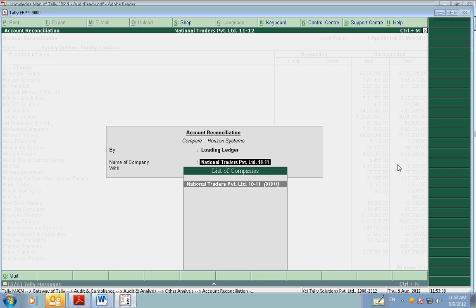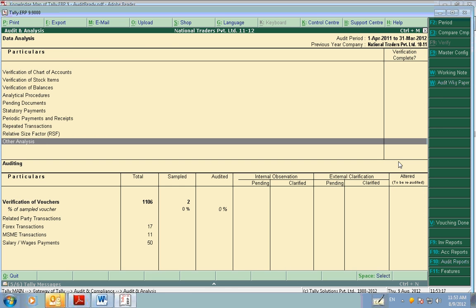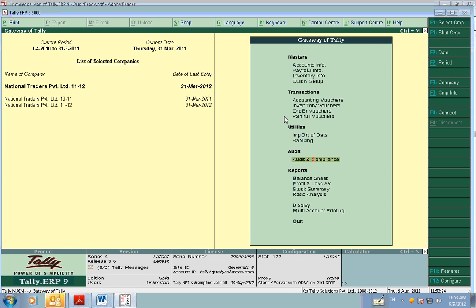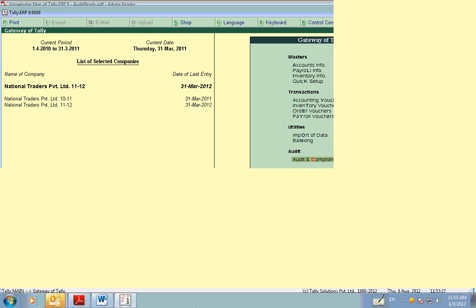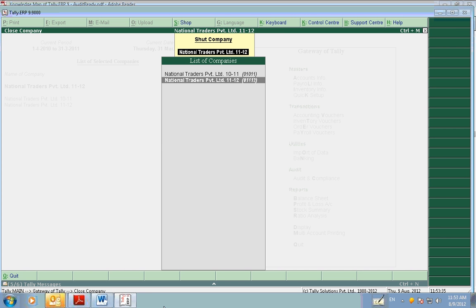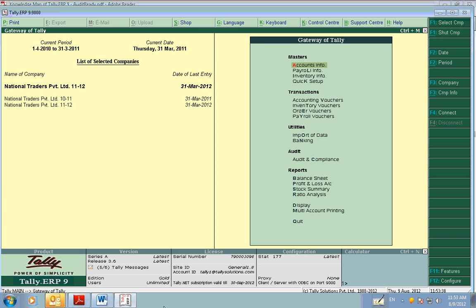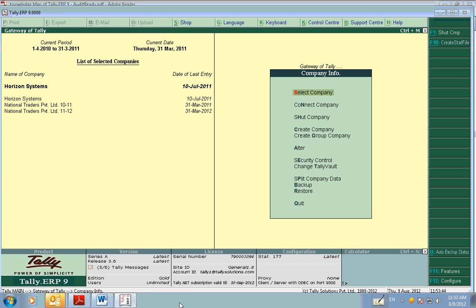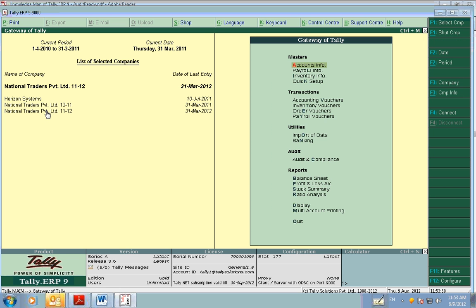Sorry, here I need to select. Let me just load. Here I need to select whether the same ledger amount is appearing in the Horizon system. We'll just load that company. Okay. Just only 2 companies. We'll select that company also. Here we have Horizon Systems. Let us see if the same ledger value is appearing.